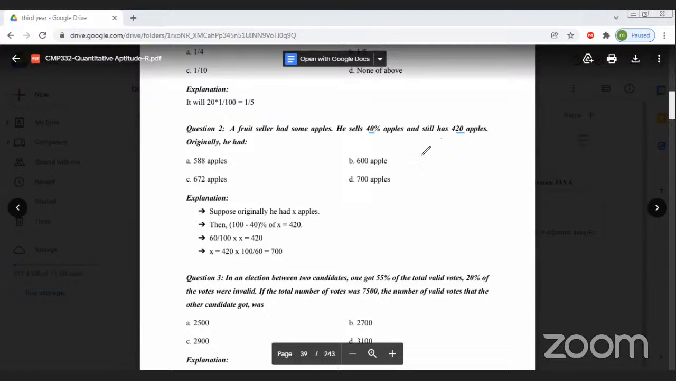Similarly, originally, the formula for that is, if you need to find percent increase formula, so it should be in which form? So 60 upon 100 into x equals 420. I need to find the value of x, that is nothing but how many apples he originally had. When we solve it, we will get the answer 700. So 700 apples he originally had.